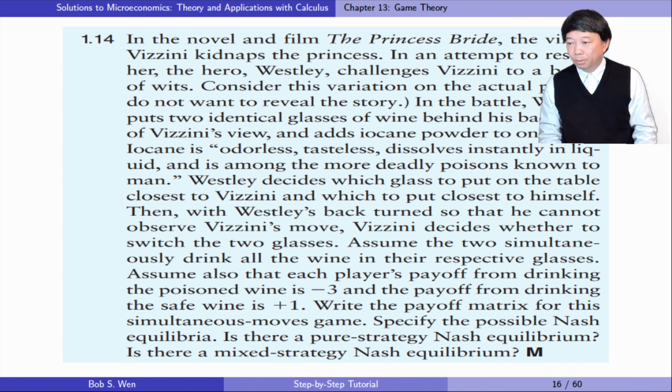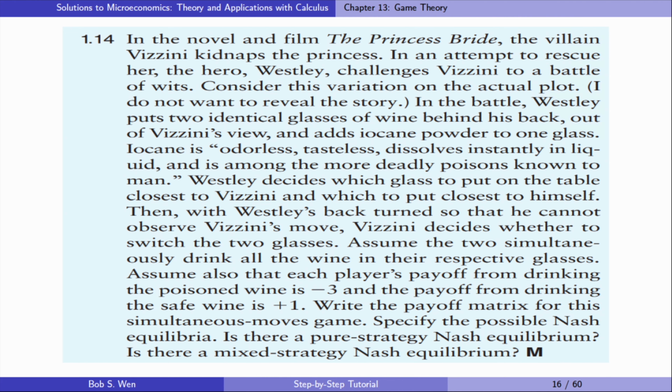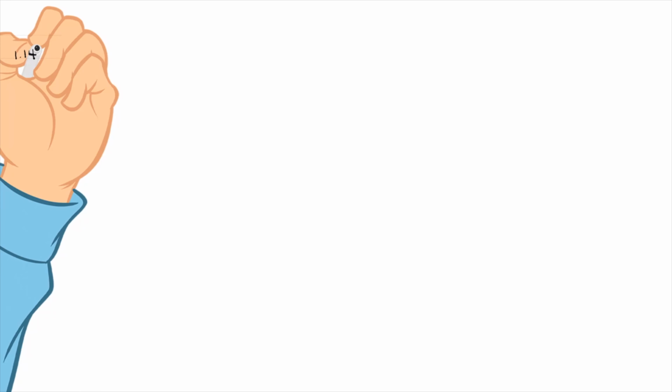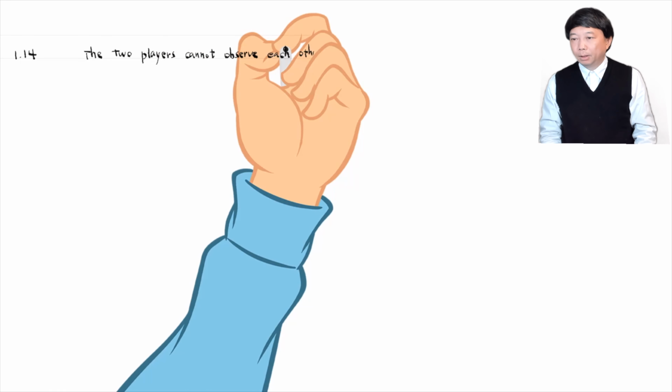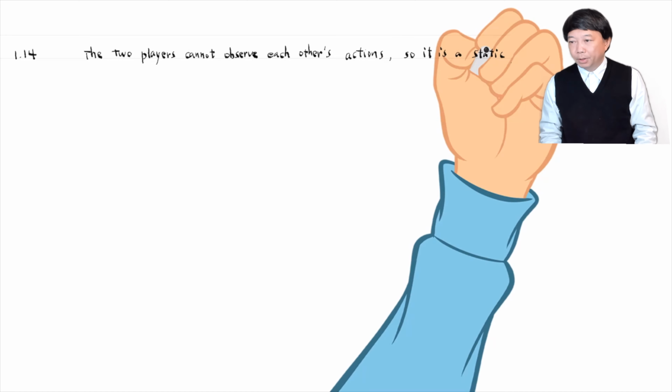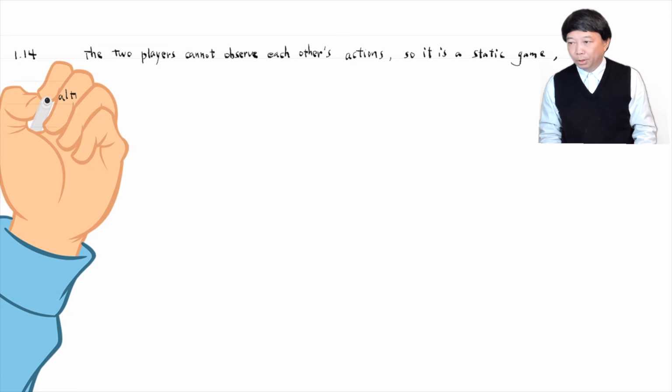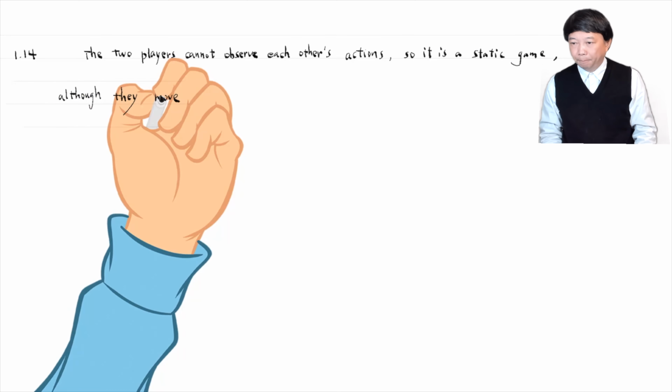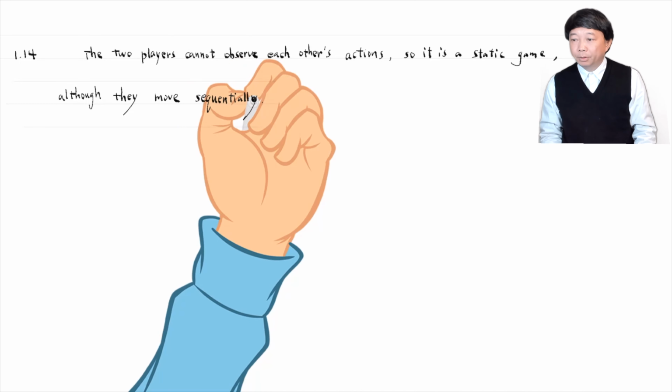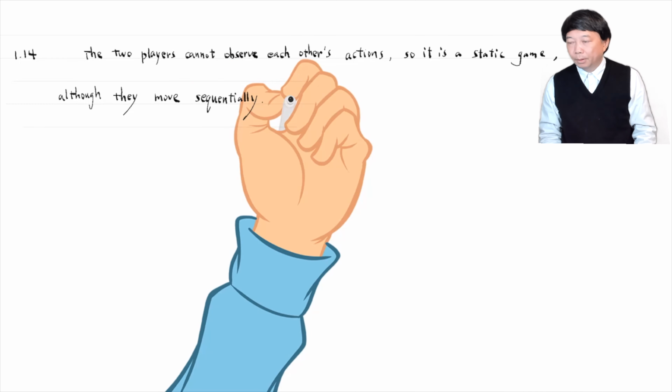Specify the possible Nash equilibria. Is there a pure strategy Nash equilibrium? Is there a mixed strategy Nash equilibrium? The two players cannot observe each other's actions, so it is a static game, although they move sequentially. We can write the payoff matrix as follows.